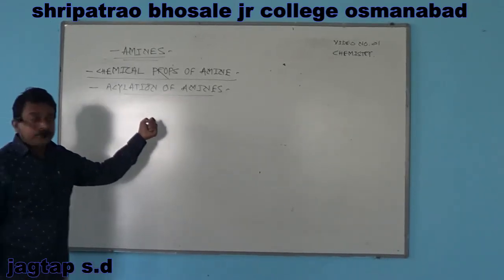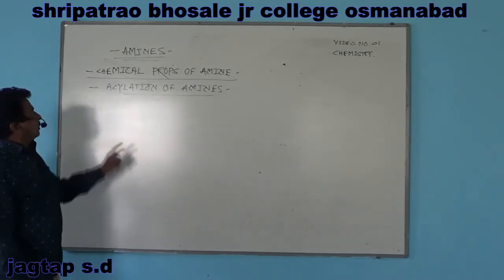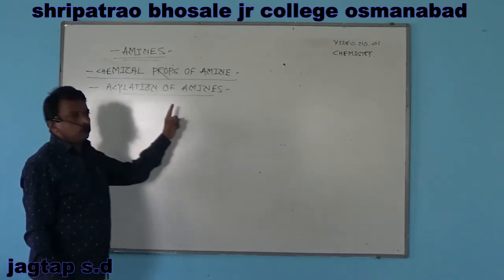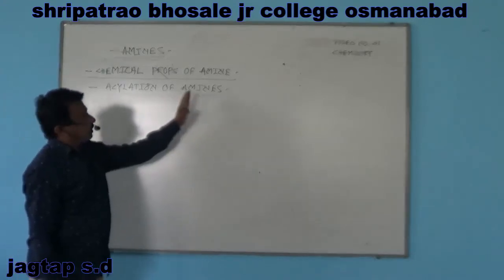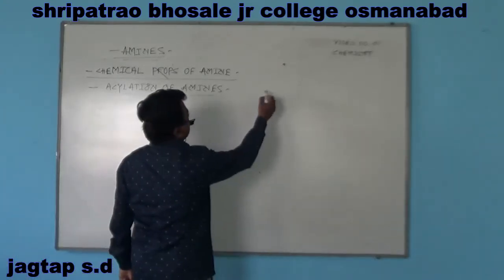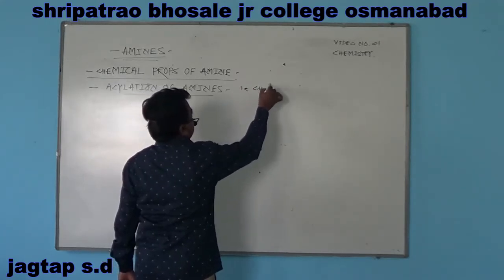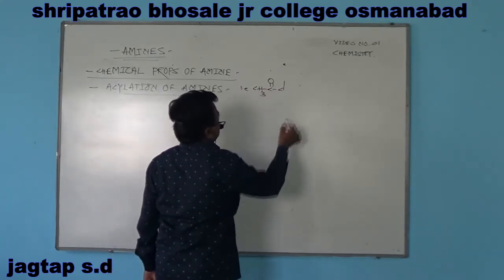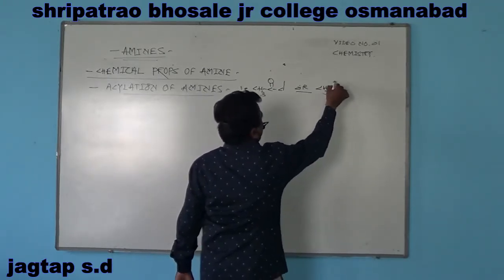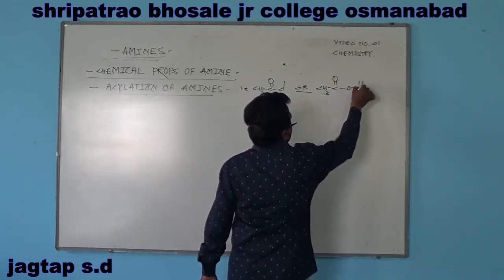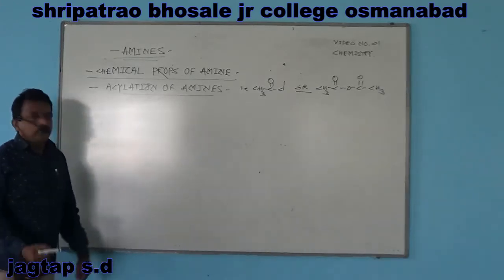Acylation is the reaction in which a hydrogen atom of an amine is replaced by an acyl group, called acylation of amine. In acylation of amines, acetyl chloride, that is CH3COCl, or acetic anhydride, (CH3CO)2O, are used as acetylating reagents.